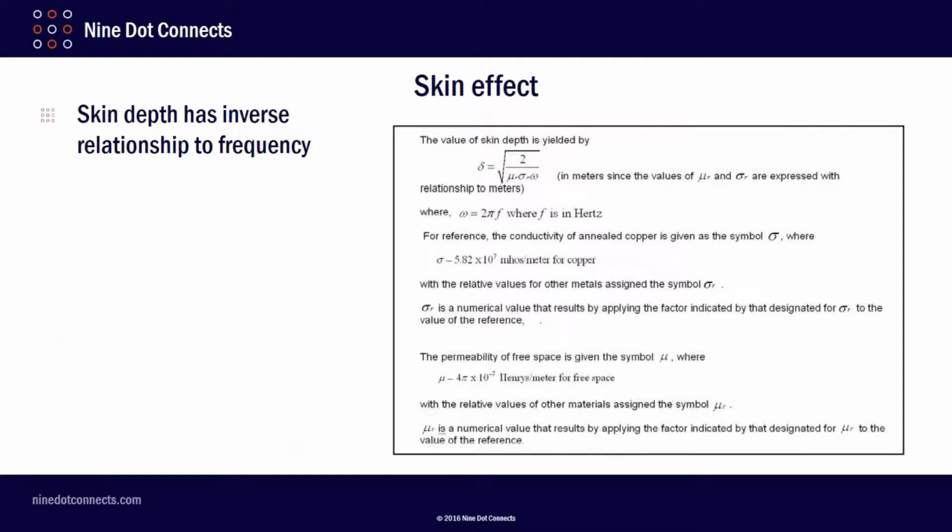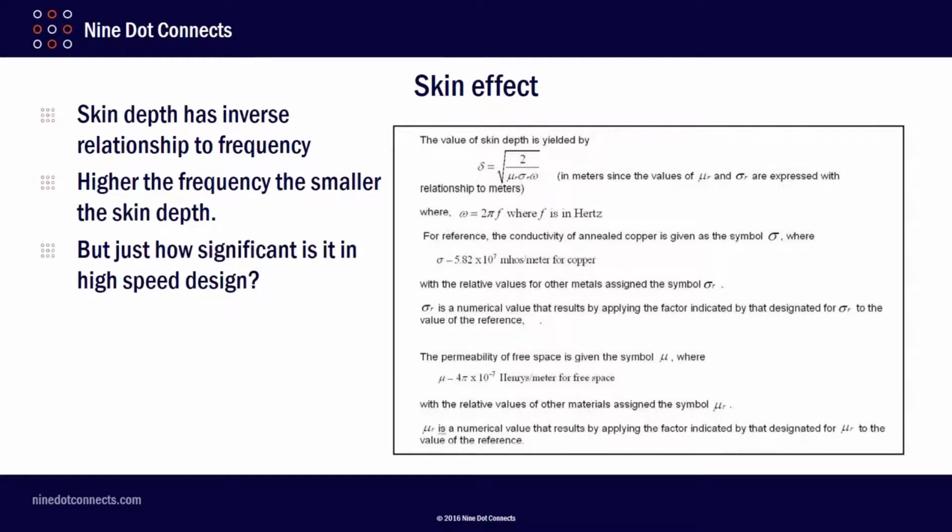Now, most of us are at least somewhat familiar with skin effect, so I'm not going to go into a whole lot of detail about how to calculate it. But just understand the skin depth has an inverse relationship to frequency. The higher the frequency, the smaller the skin depth. But just how significant is it in high-speed design?